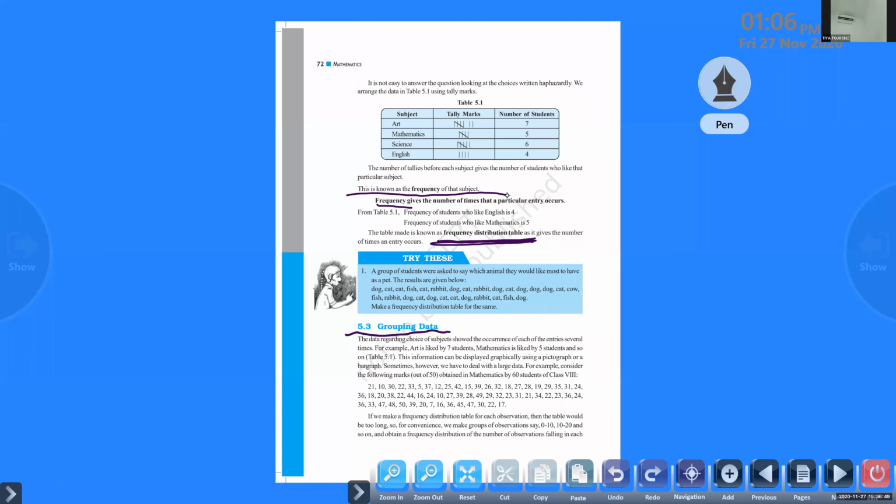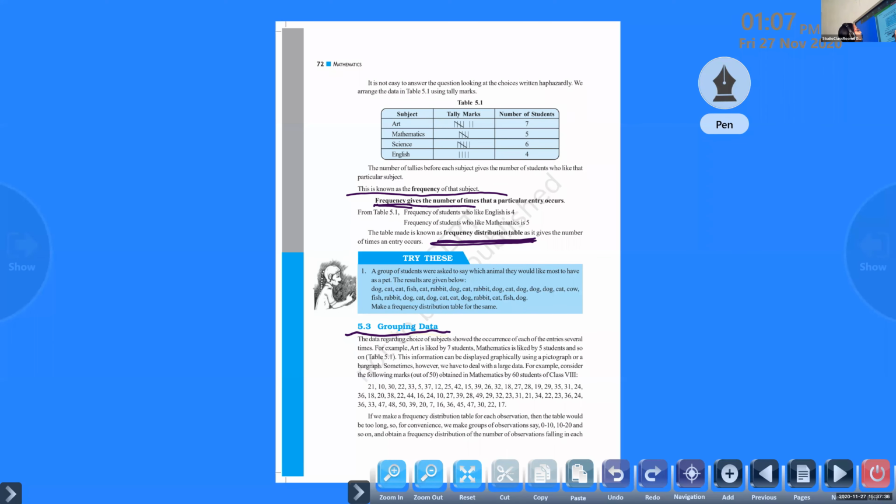Here, suppose we are collecting a data. If a mark 25, eight students got 25. Here, 8 means the mark 25 is repeating 8 times. So 8 is the frequency of 25. That 8 is known as frequency. The number of times a particular data is repeating is known as frequency of that particular data.